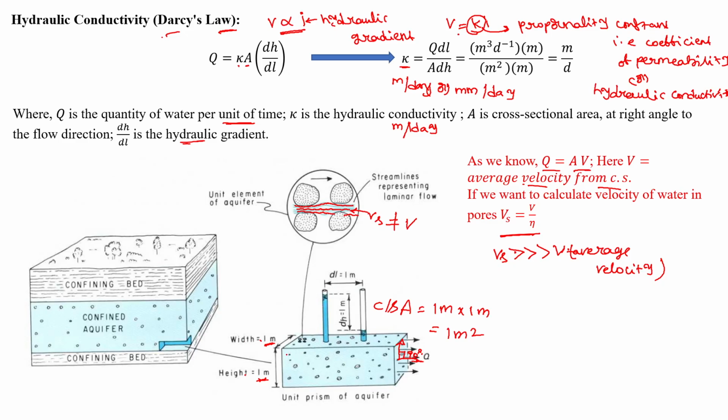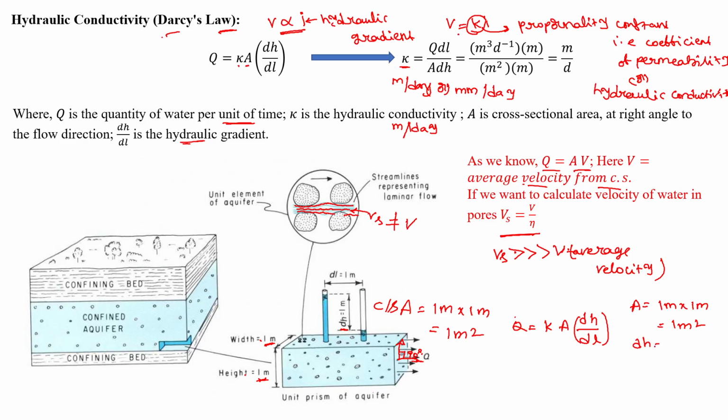Let's say this is a prism of unit aquifer, which has a 1 meter height and 1 meter width. Now I have inserted two piezometers at a distance of dl, maybe 1 meter. When we inserted the two piezometers at two locations of the sample, we observed a head difference of 1 meter. Let's calculate this way: K into A into dh by dl. What is the area? A equals 1 meter by 1 meter, which is 1 meter square.